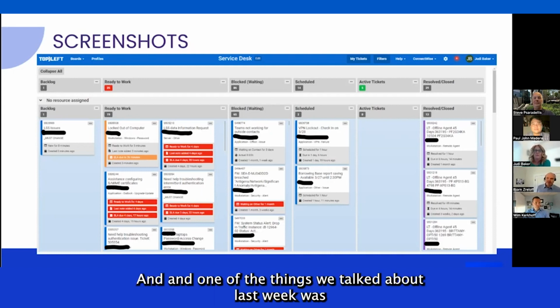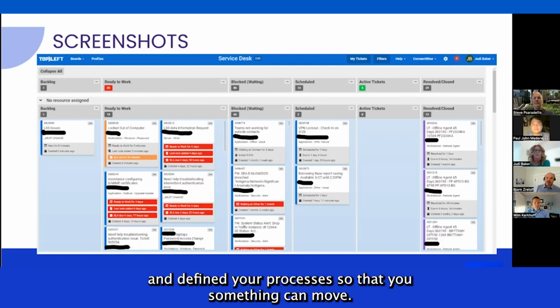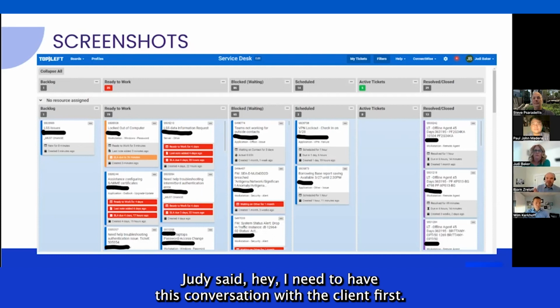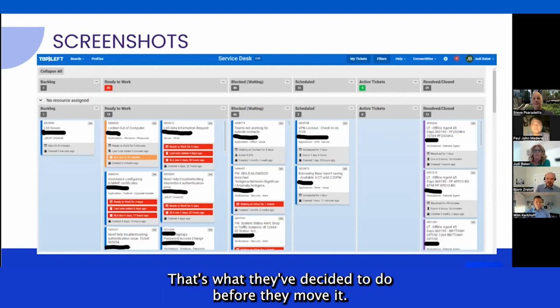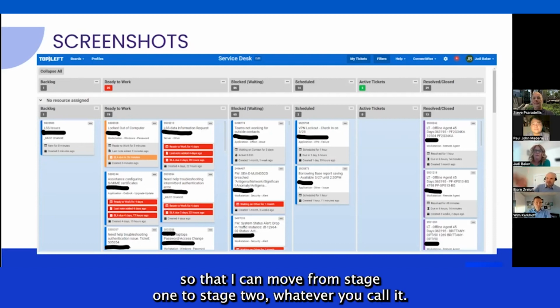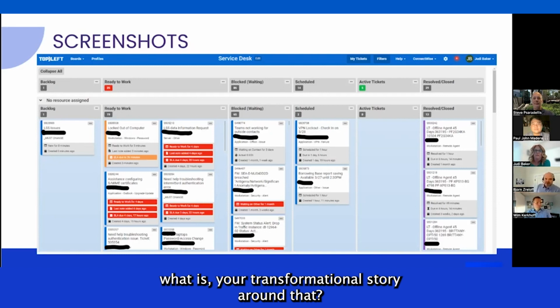One of the things we talked about last week was how much time you guys have spent defining your processes so that something can move, is quote unquote approved to move. Judy said, hey, I need to have this conversation with the client first. That's what they've decided to do before they move it. I call that the triage process, right? What are the parameters of the triage process so that I can move from stage one to stage two, whatever you call it? So what is your transformational story around that?